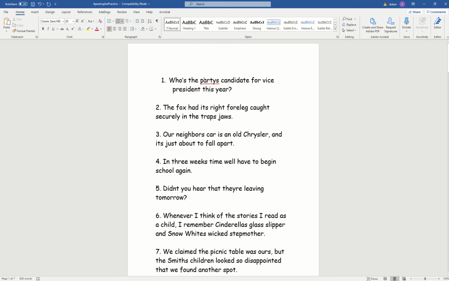Who's the party's candidate for vice president? Let's see. The candidate belongs to the party. Is there possession? Yes. Does party end in S? No. So I'm going to do apostrophe S. That whole does the word end in S thing, it works, but sometimes you have to think a little bit if you're doing corrections like these on sentences that are already written for you because you say, yeah, look, it ends in S. I see an S right there. But remember, these are wrong. You have to ask, does the word that you're looking for end in S? The candidate belongs to the party. Does party end in S? No, so it's apostrophe S.